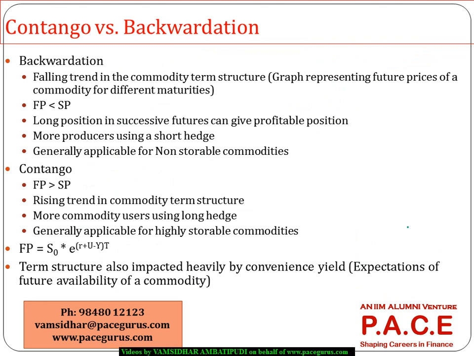Then the next aspect that we are looking at in this context is the definitions, like contango and backwardation. These are the two situations where the futures market operates. These are the two terms that are being used to describe whether the futures price is greater than the spot price or the futures price is less than the spot price.